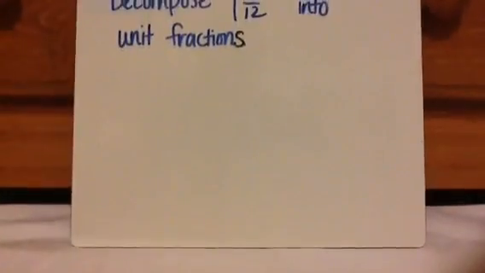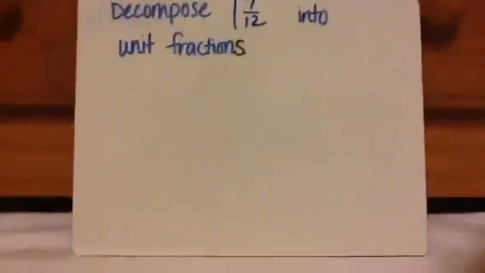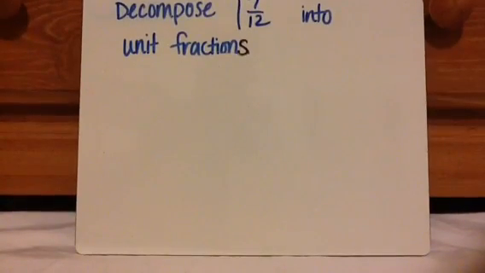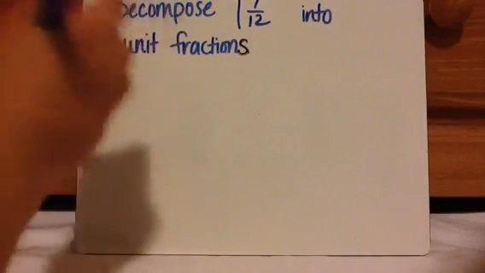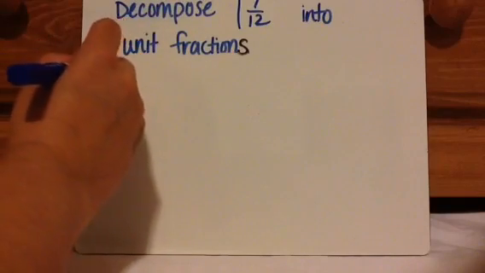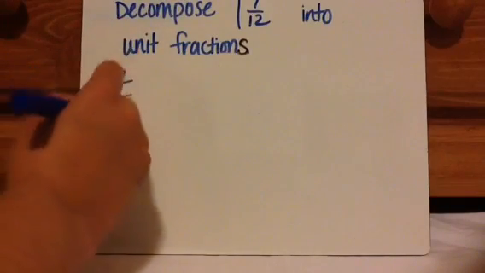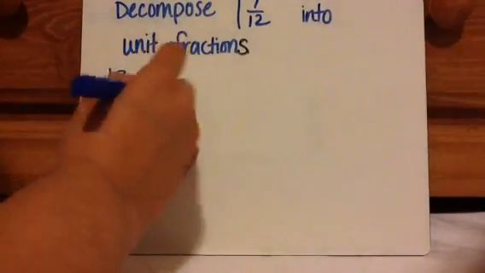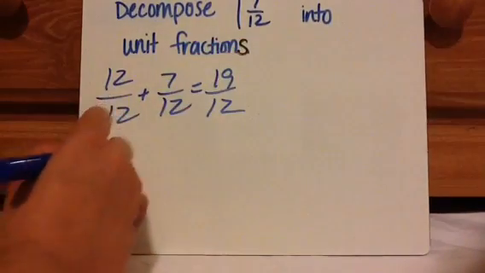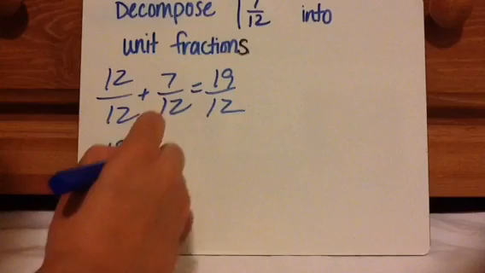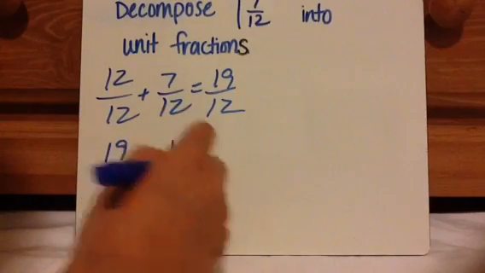So I want you to understand that this is a strategy to take mixed number and put it into unit or sum of fractions. So what did I say? Oh yeah, 12 twelfths plus 7 twelfths equals 19 twelfths. 19 twelfths is equal to 1 and 7 twelfths.